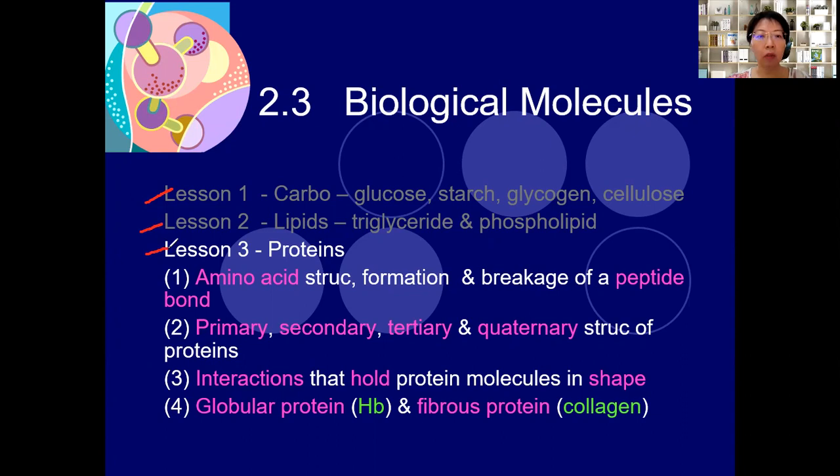So the learning outcomes of protein include describing the amino acid structure, formation and breakage of peptide bonds, describing the primary, secondary, tertiary, and quaternary structure of proteins, and describing the interactions that hold protein molecules into shape. And the last one is we will describe globular proteins such as hemoglobin and fibrous proteins such as collagen.